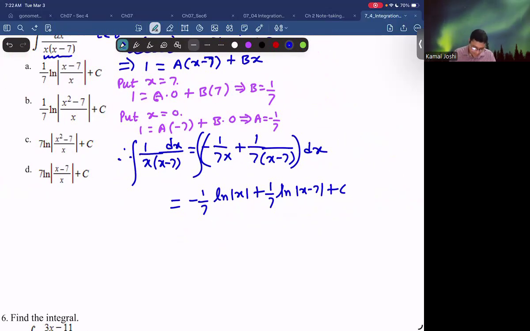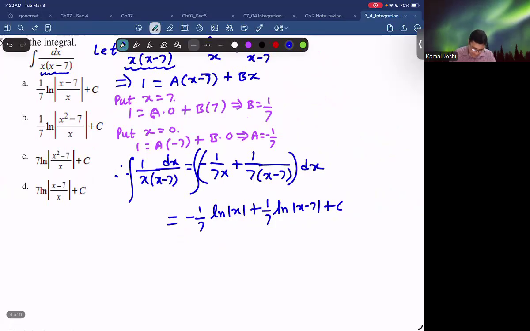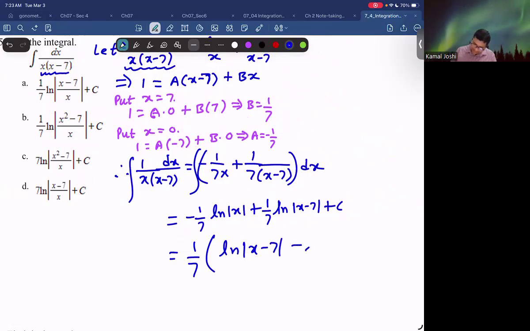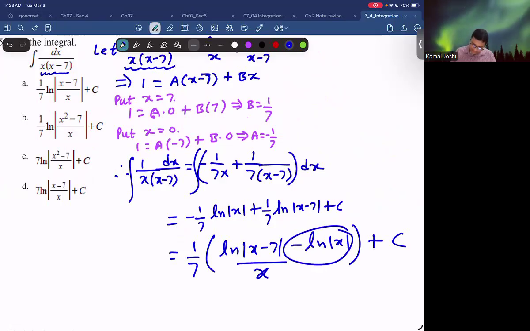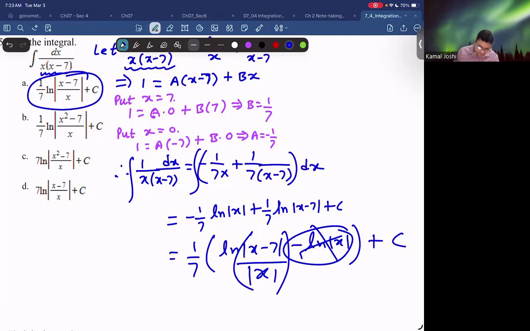Now you'll see the answer is not one of them, right? The answer is something else. That is because they have taken 1 over 7 as a common factor and written it as ln x minus 7 minus ln x, right? x has a negative coefficient, plus c. So if you combine them, that will become divided by x here, instead of that, and the whole thing in parenthesis, x minus 7 over x. You can see here the first answer.